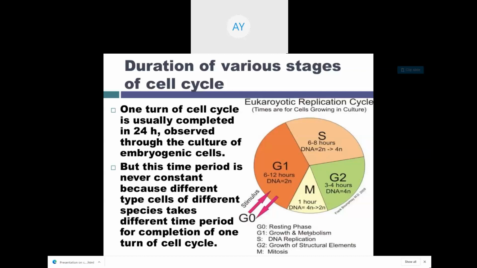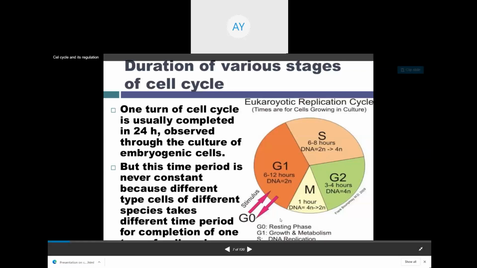Okay. So just try to learn what you mean by the G0 phase, that is the resting phase where there is no preparation of material or no division. The cell will not enter into cell division, or it is not going to prepare any raw material like DNA or protein or RNA. So generally it is the resting phase.